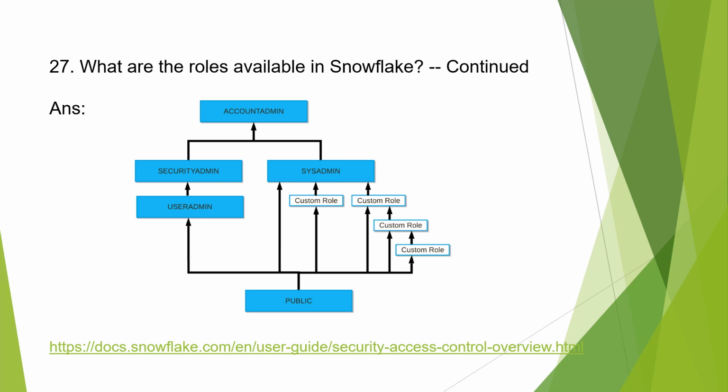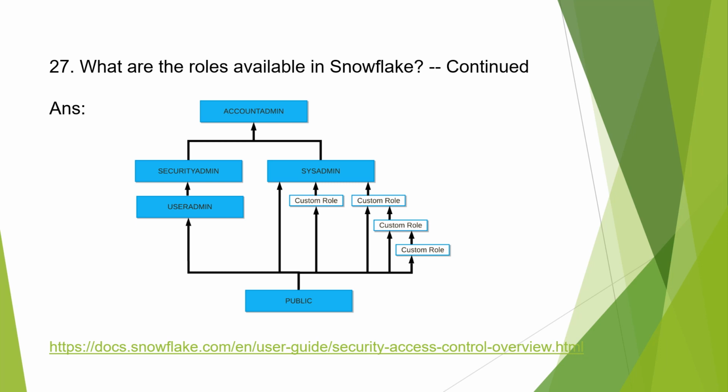And there will be a public role, okay, this is the least level role, and every user who is created in the Snowflake account, by default they will have public role access, and this is the least level access. So when you see this flow, it is upward, right? All arrows are pointing upward.